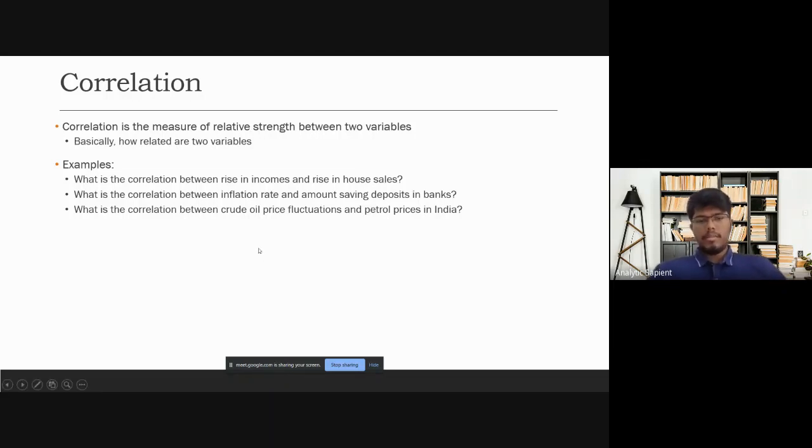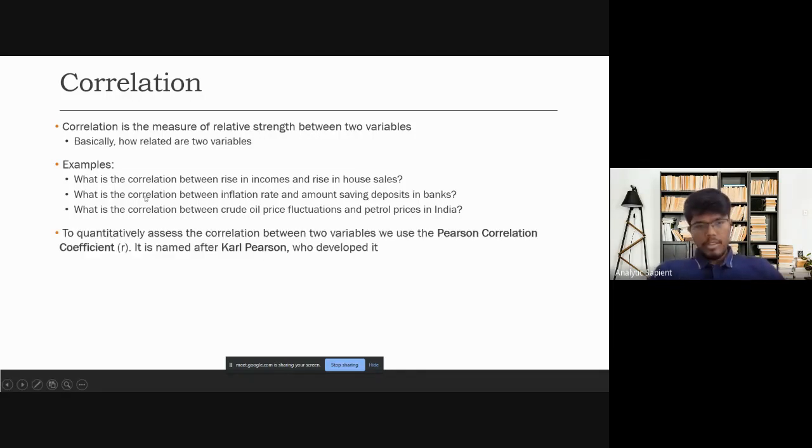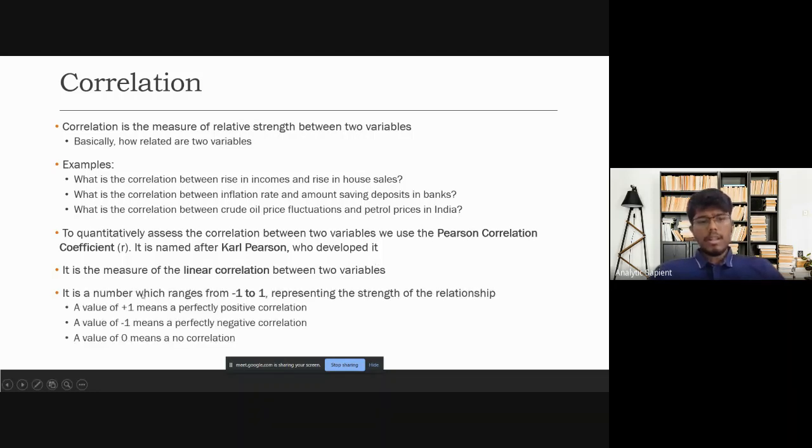What could it be? So to quantitatively assess this correlation between two variables, we use the Pearson correlation coefficient, and it is named after Karl Pearson, who developed it. Okay, and it is a measure of linear correlation between two variables. Now, linear correlation is basically either increase, decrease, or no relationship. So that's what linear is, and the value ranges between -1 to 1, which represents the strength of the relationship. A value of +1 would be a perfectly positive correlation.